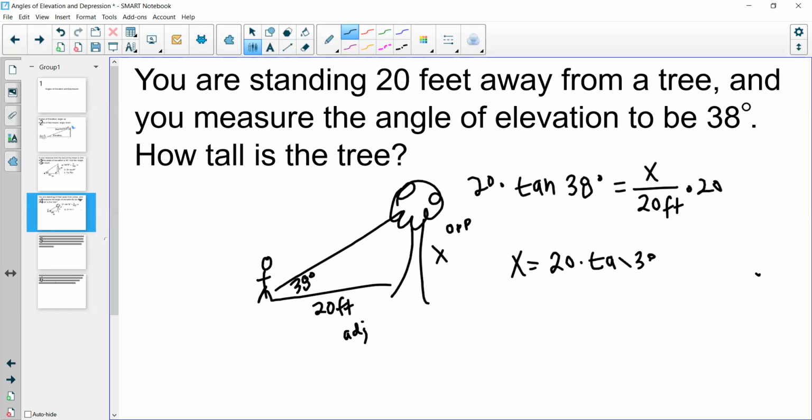As we previously discussed, telling someone that something is the tangent of 38 degrees tall really means nothing to someone unless you're a super cool mathematician. So we always want to make sure that we're multiplying this out into our typical digits. So we want to multiply it into feet. And so as we multiply this out, what we end up getting is 15.63 feet. So that's how tall our tree is going to be here.